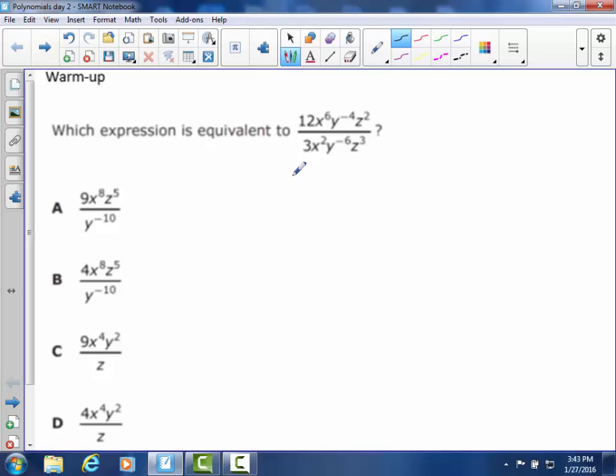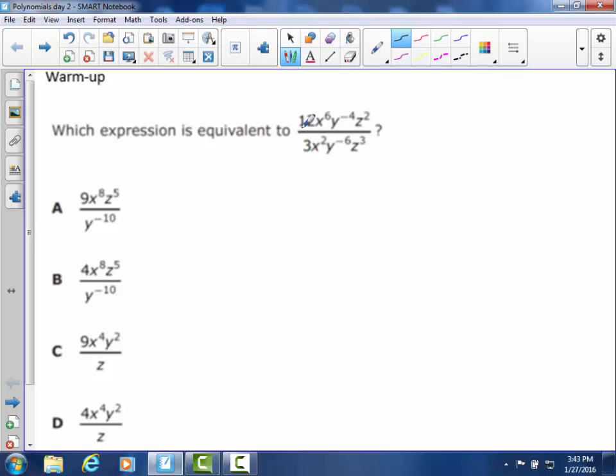Okay, so today we're going to be looking at multiplying polynomials, but before we do that we need to review some of our exponent rules. So it says here, which expression is equivalent to 12x to the 6th y to the negative 4th z squared divided by 3x squared y to the negative 6 z to the 3rd.